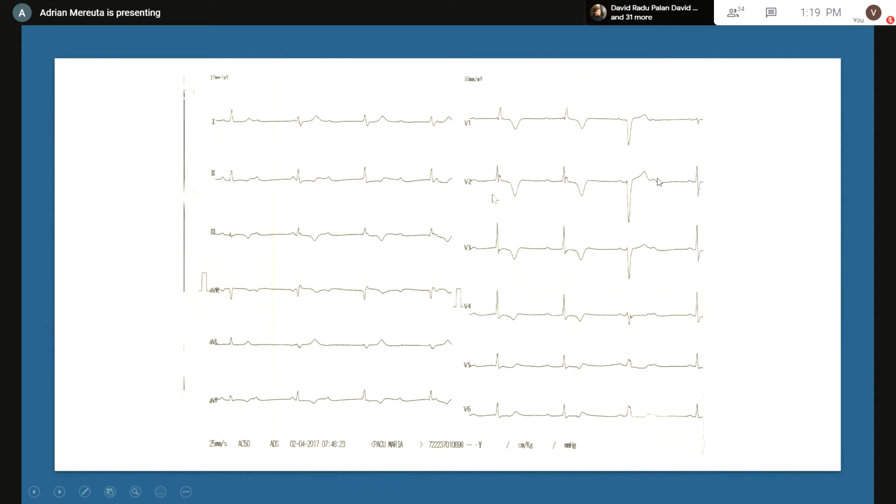Probably it's not a right bundle branch block, but a focus from the left ventricle, and it has this appearance of right bundle branch block because the right ventricle will be stimulated later, with a delay. Good. The third one, the rhythm is more or less regular, because this ventricular rhythm is regular.